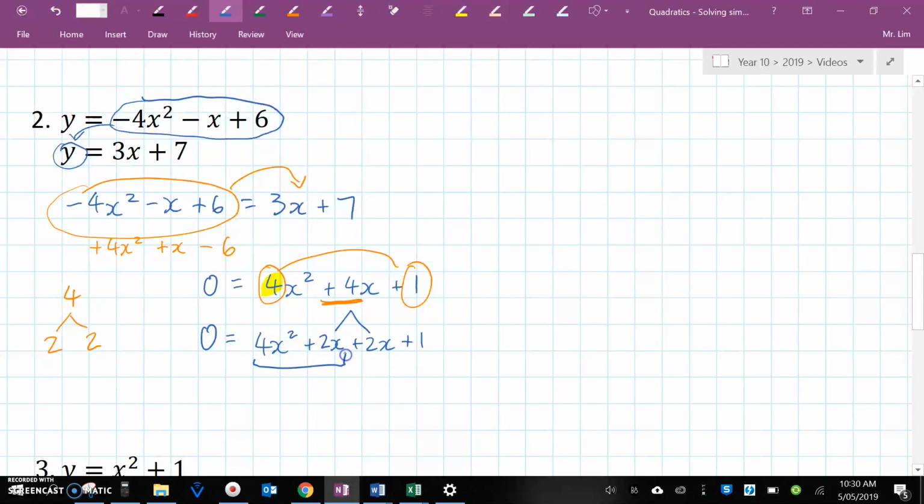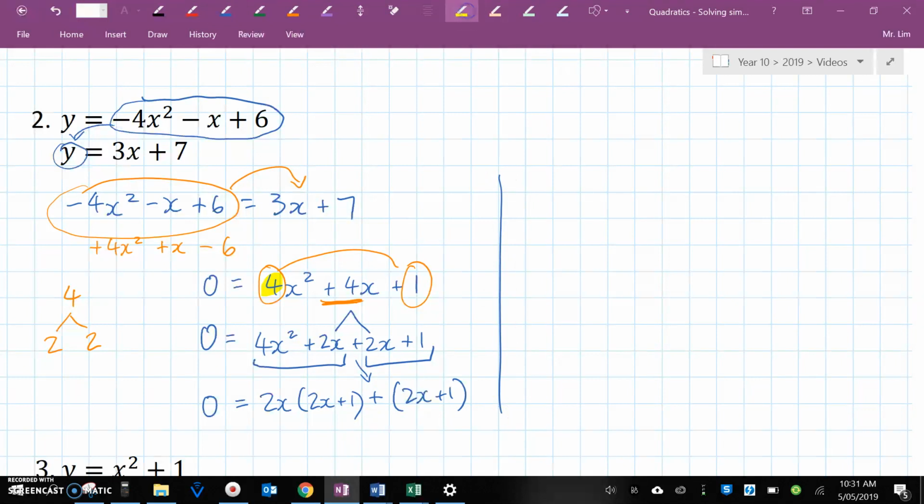I'm going to group in pairs and take out a common factor. 2x plus 1. Bring down my plus sign. 2x plus 1. And now I see that they both have a common factor of 2x plus 1. So I'm going to bring that out to the front. And what's left over is 2x plus 1.